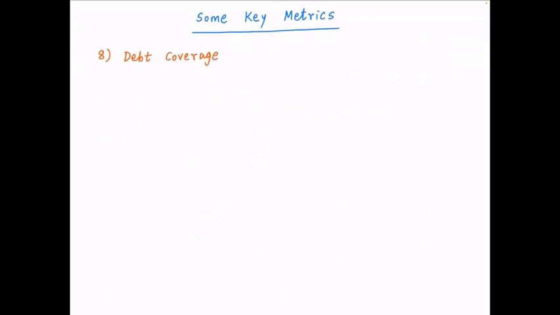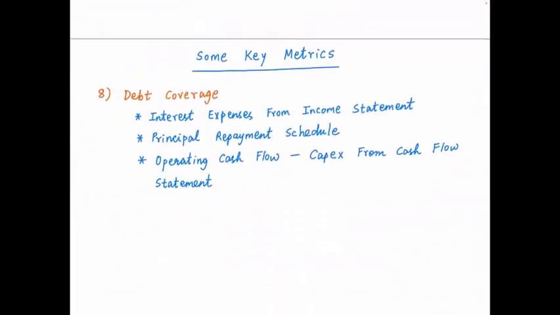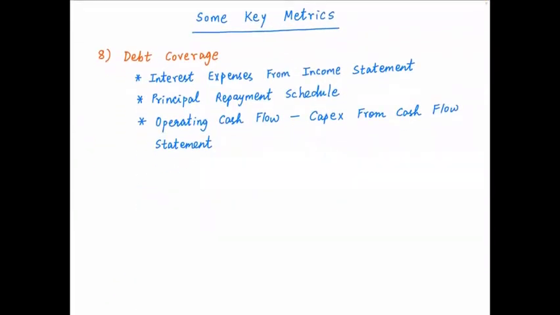And then finally, let's say we have debt coverage. So what is debt coverage and which statements should we look at to figure out debt coverage? Well, the debt is on the balance sheet. That's correct. But debt coverage is again a combination of multiple statements because if you want to figure out whether the company can pay off its debt, you have to figure out whether the company can pay off both not just the principal, but also the interest on the debt, right? So where do you get the interest expense from? You get the interest expense from the income statement.